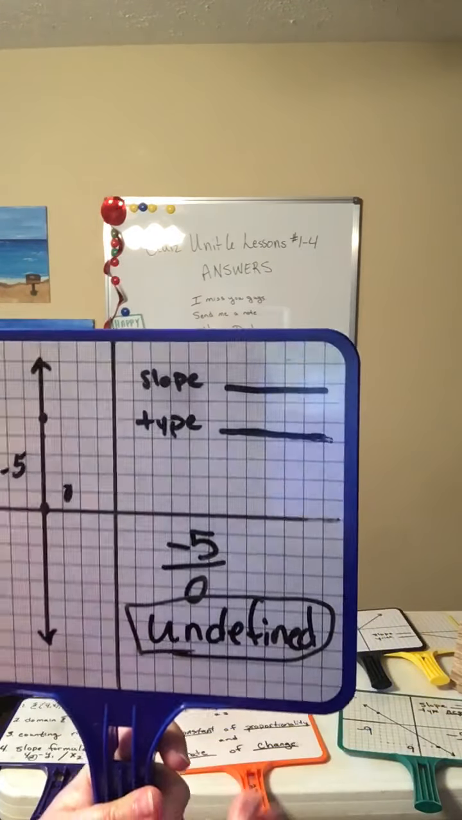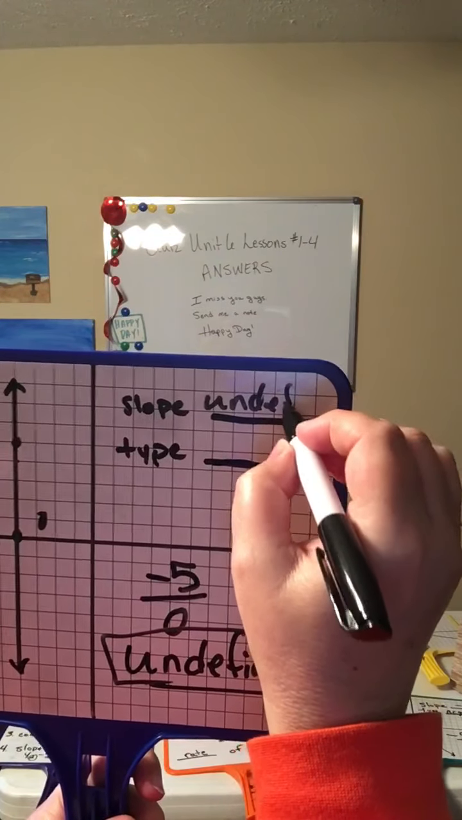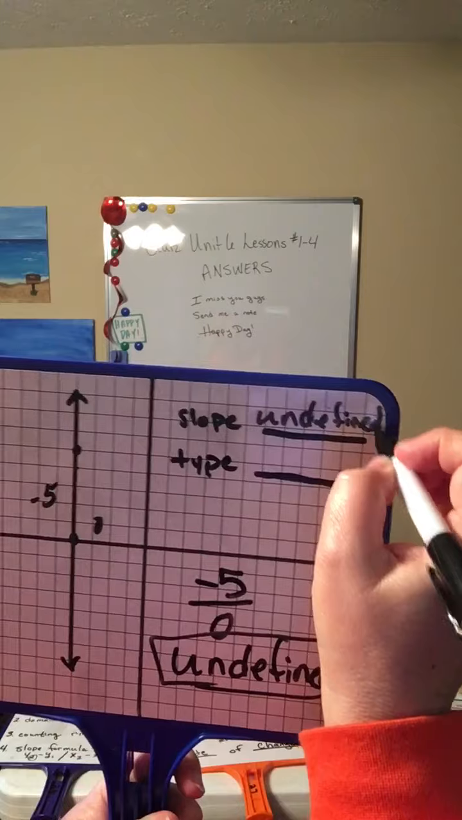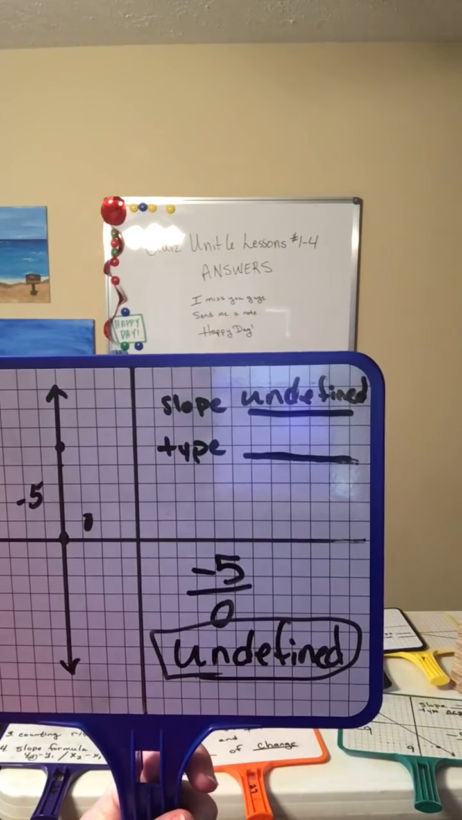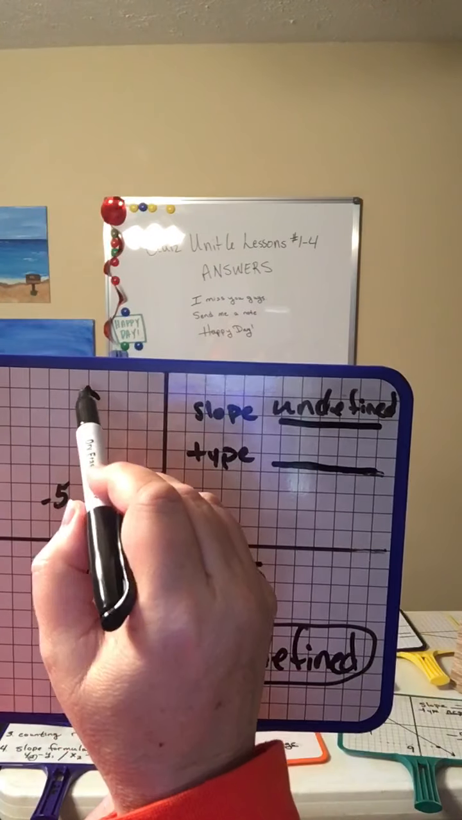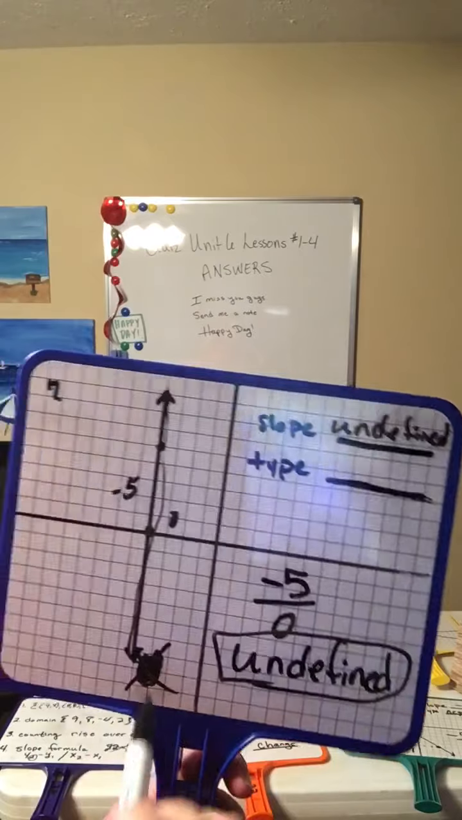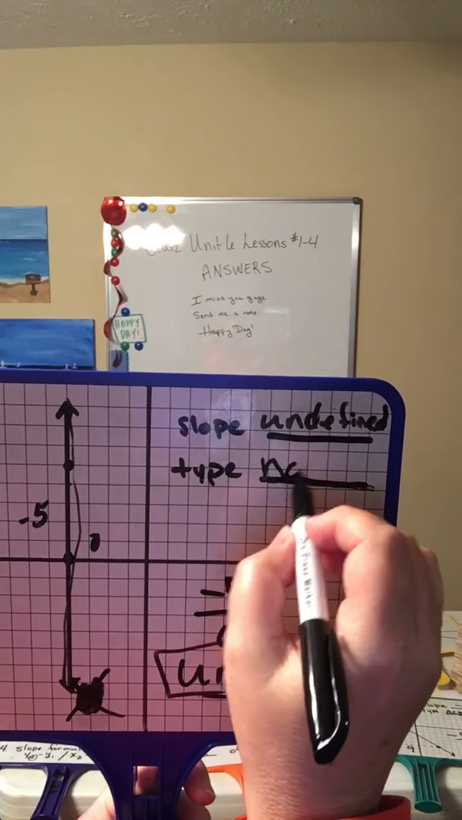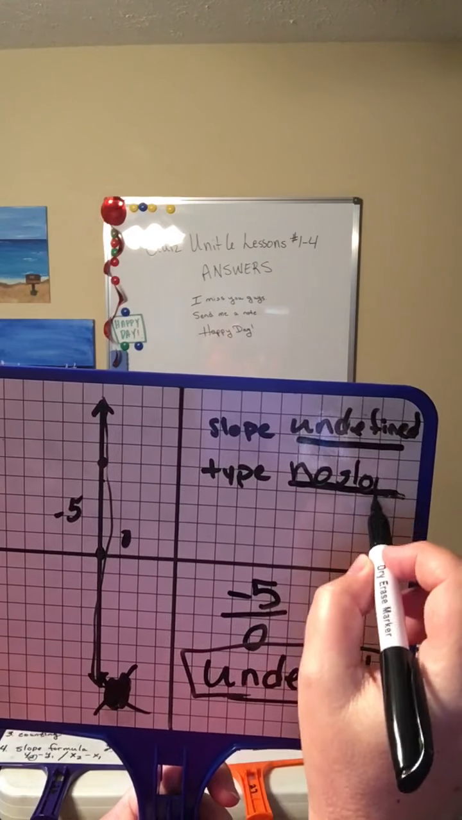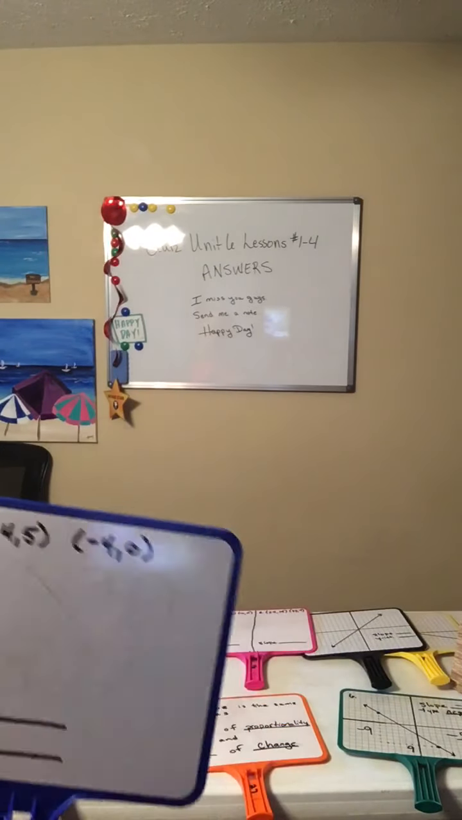That's not the type. That's the slope. The slope is undefined. The type of slope, well, if I have an undefined slope, if I was on this mountain skiing, this is me crashing down here. I would crash, I would have no life. It is a no slope, no slope. All right, don't leave that blank. The type of slope is actually called no slope.